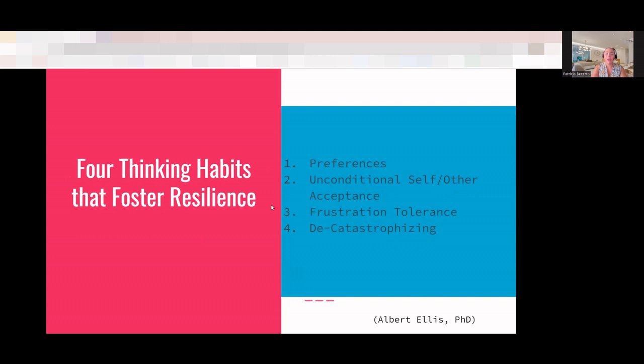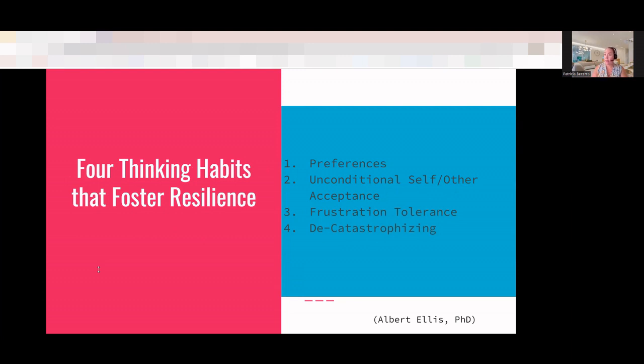Okay, so the four thinking habits that foster resilience start when we change even our language. Instead of I have to, you can say I prefer. Being able to have unconditional self or other acceptance means that even when things are challenging, I'm going to choose to accept that this is just a challenging time in my life, and I'm not going to fight against it or create that tension.